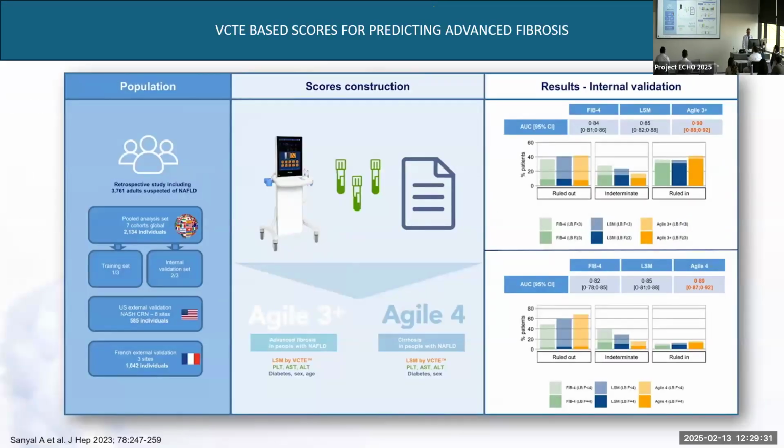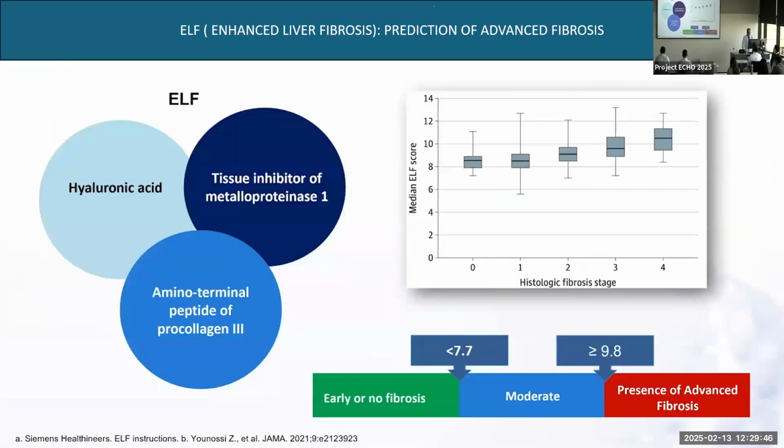It is also associated with long-term outcomes, so it's a very useful score. If you use the vibration-controlled transient elastography and add some labs, then you have another score, AGILE 4. This is even more accurate than transient elastography. This is a proprietary test, like a blood test. You send the blood and you get similar low and high cutoffs, and it is showing a very nice correlation with the liver events.